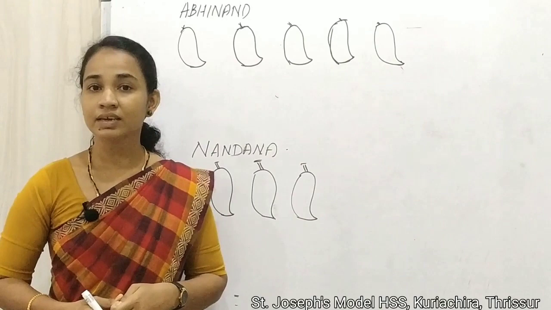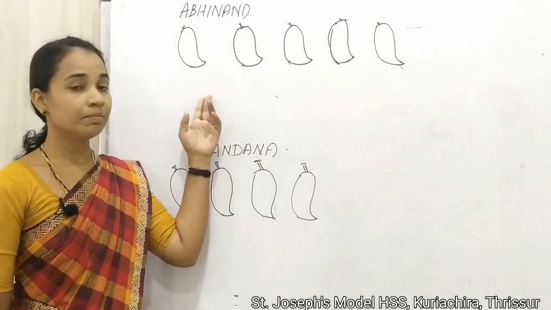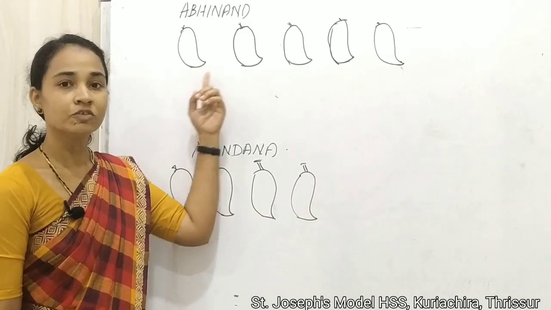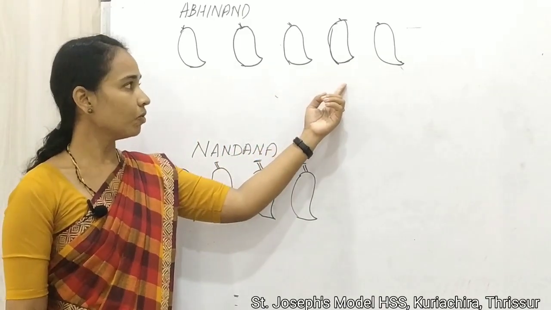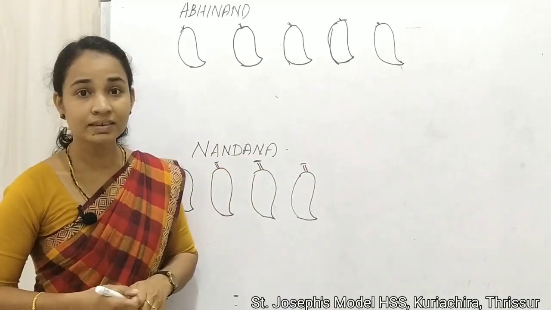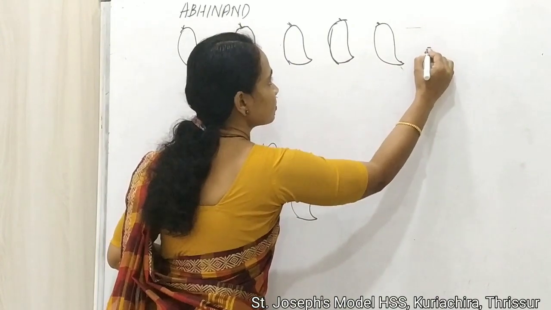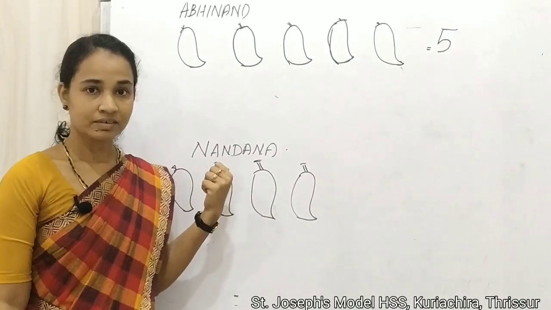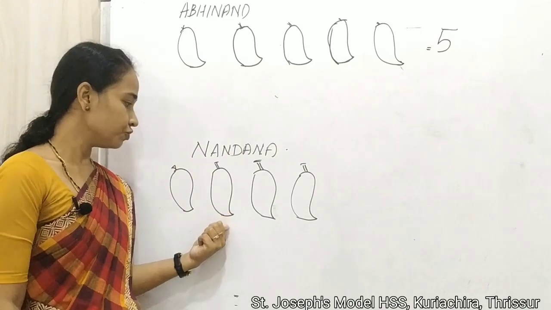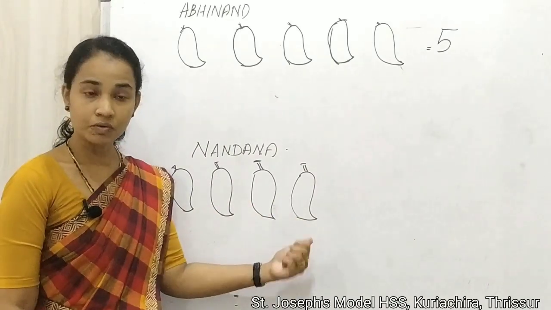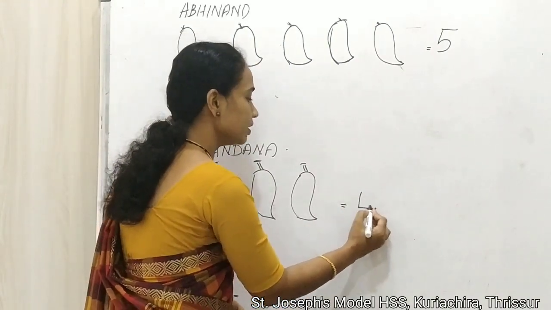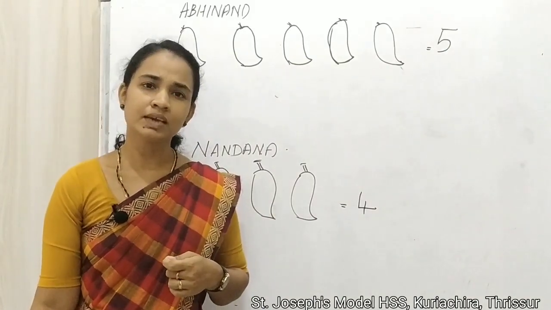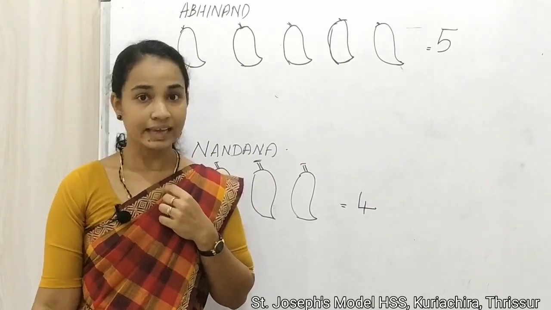Now, can you tell me how many mangoes did Abhinand get? How can we find out? Let's count. 1, 2, 3, 4, 5. So what is the number? 5. 5 mangoes. Now, how many mangoes did Nandana get? Let's count. 1, 2, 3, and 4. How many mangoes? Yes. 4 mangoes.